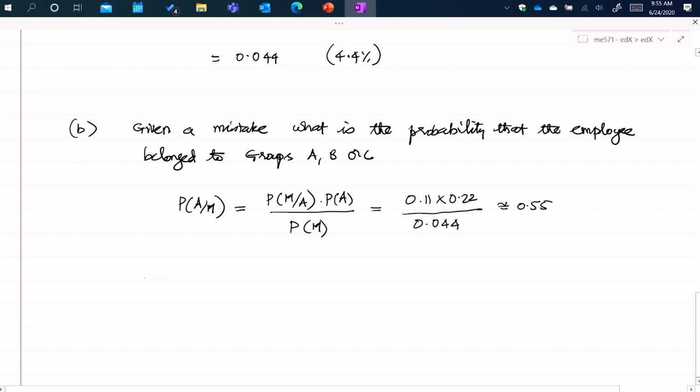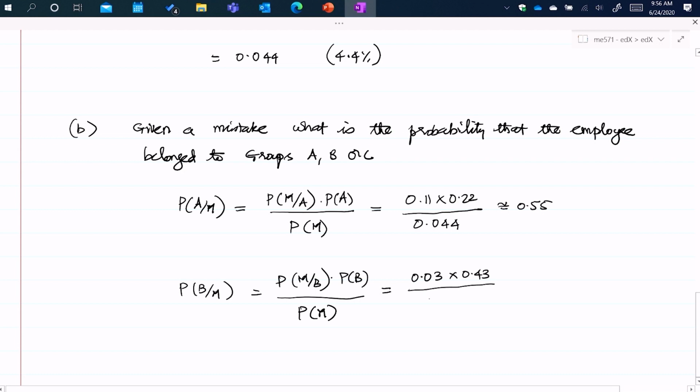And similarly, probability of B given M is probability of M given B times probability of B divided by probability of M. That's probability of M given B is 0.03, and the population is 43%, 0.43, divided by 0.044, and this number is approximately 0.29.